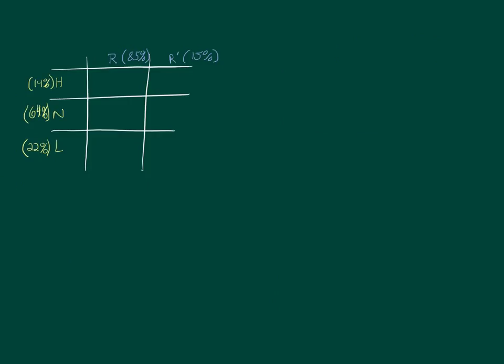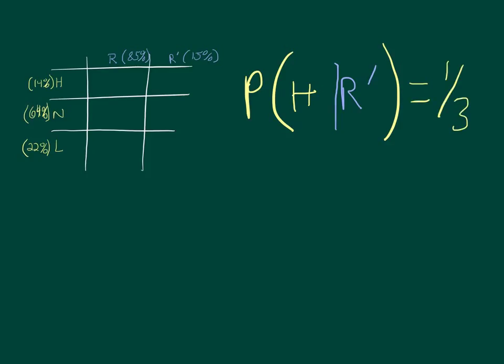Now we'd like to use some of the conditional probability information given to us. We were told that of those with an irregular heartbeat, so given that we have an irregular heartbeat, the probability of having high blood pressure is roughly a third. Now, what we want to do is figure out the probability of having high blood pressure and an irregular heartbeat.